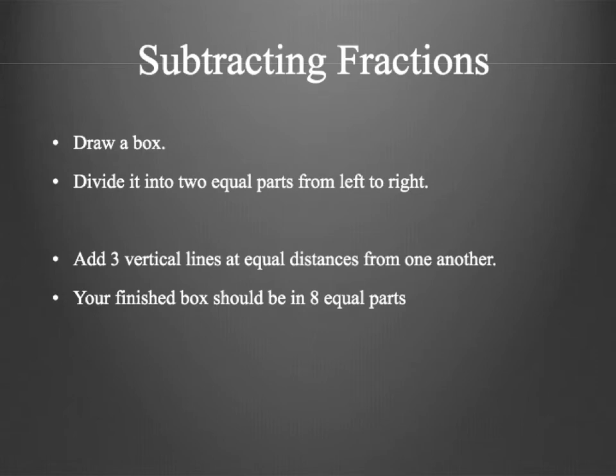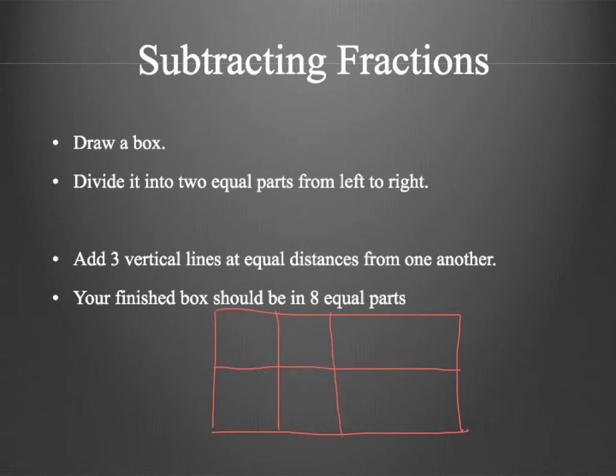All right, so in just a minute here, I'm going to ask you to follow along with me and to draw this model. So what we're going to do is draw a box. You're drawing your box with me, and you're going to divide it into 2 equal parts from left to right. So I'm cutting it right down the middle. I'm going to add 3 vertical lines, meaning up and down, equal distances from one another. And my finished box should be in 8 equal parts. Let's check to see if we have 8 equal parts. 1, 2, 3, 4, 5, 6, 7, 8. All right, perfect. Your box should look just like this in your notes.